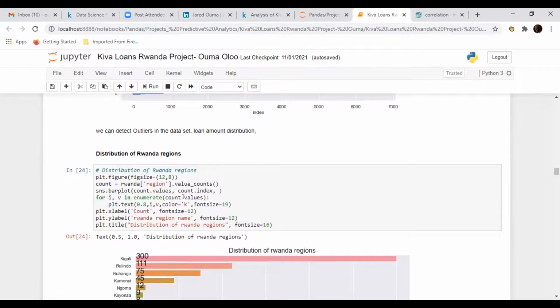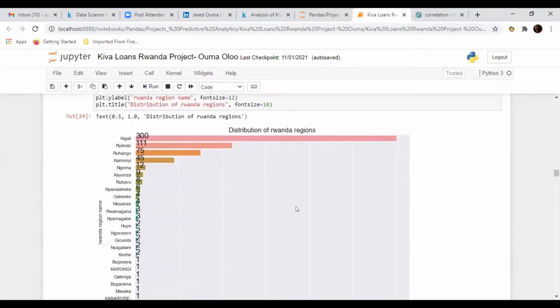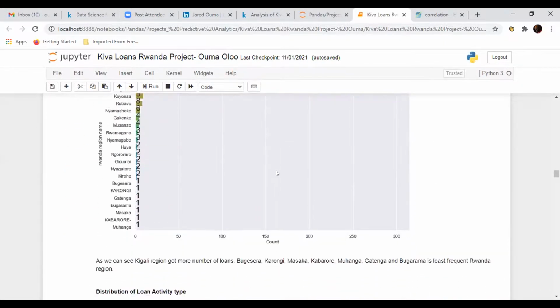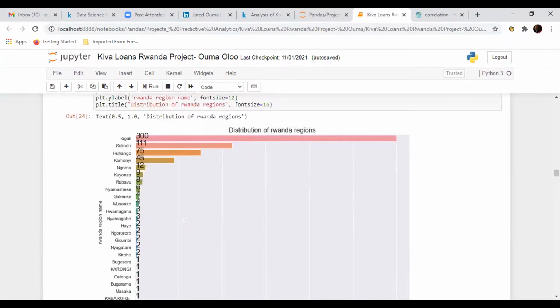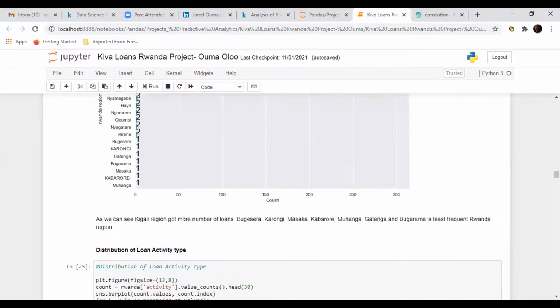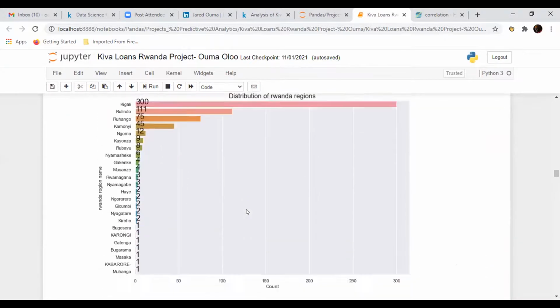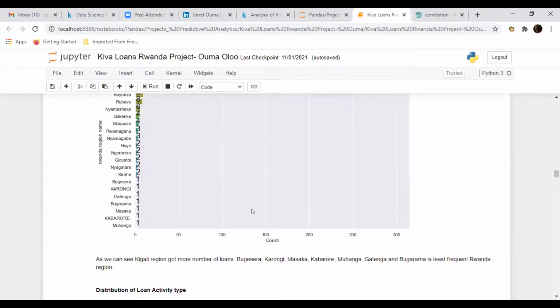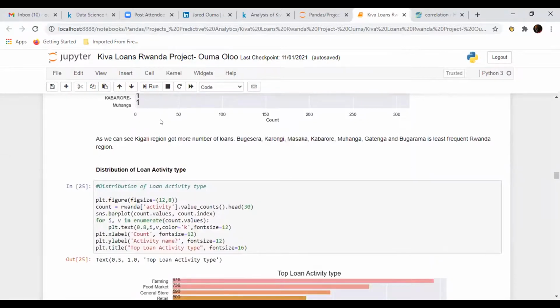So then I went and did distribution of Rwanda regions. I think this is more or less the same thing, but what I did here was to just do more of comments. So as you can see, Kigali region got more number of loans, followed by Bugesera, Masaka, Muhanga, in that order, which were less frequent regions based on the number of counts, as shown in this graph.